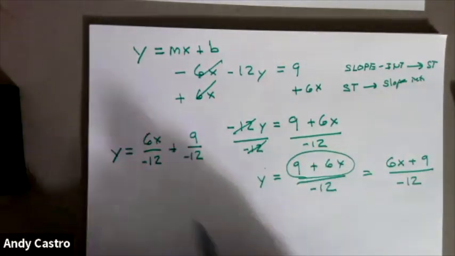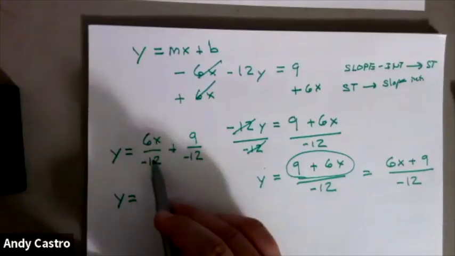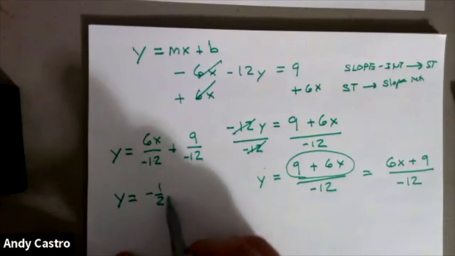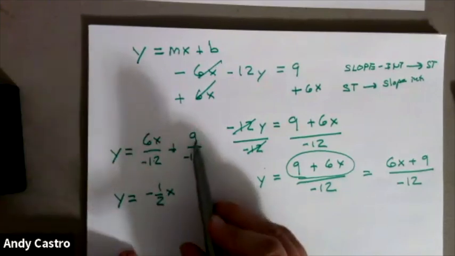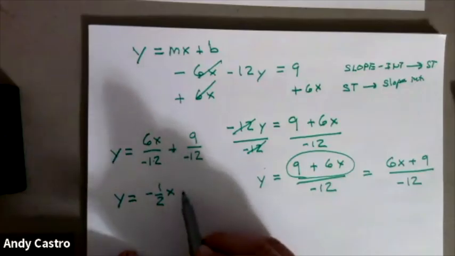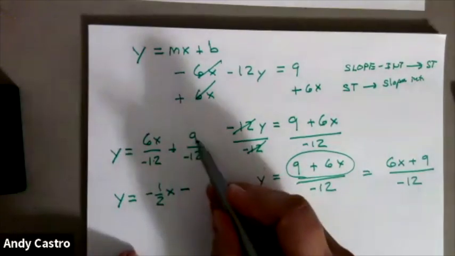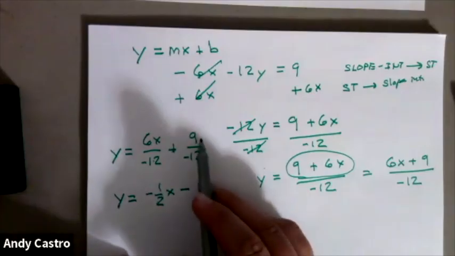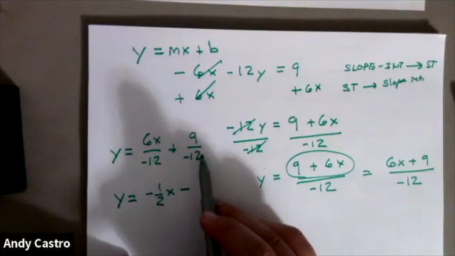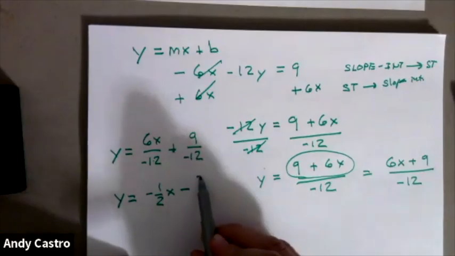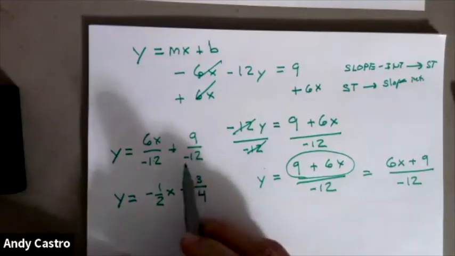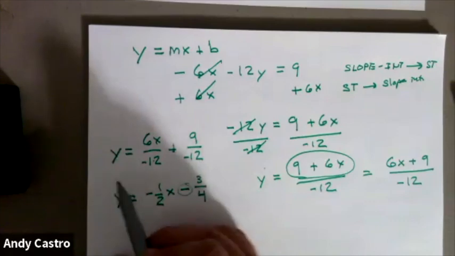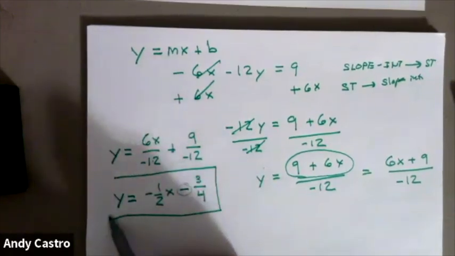Okay? Now I can do a little simplification. 6 over negative 12, that's 1/2. So I actually have negative 1/2 x. Now this 9 over negative, that's also plus a negative, is going to be a minus. My 9 over 12 can simplify, dividing both the top and the bottom by 3. This becomes 3 over 4, right? That negative plus a negative is right here. Okay, so now I've converted it into slope-intercept form.